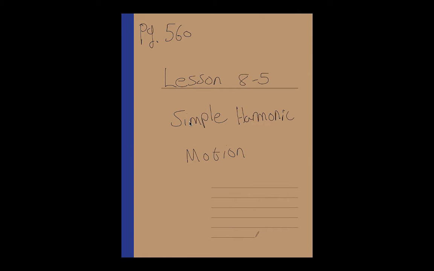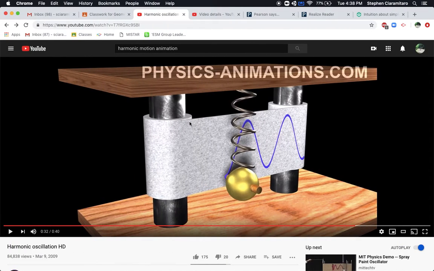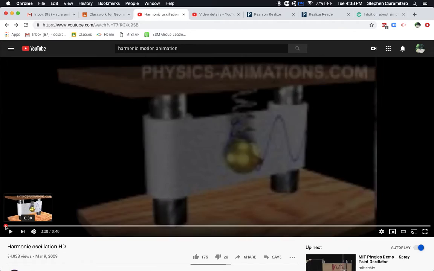Going to be going over simple harmonic motion. Basically, simple harmonic motion are things that can be modeled using our sine and cosine waves. Just a quick animation for you guys to take a look at. Let me go back to the beginning.